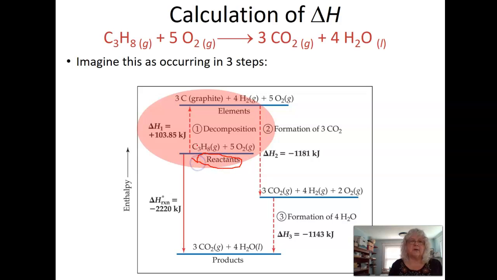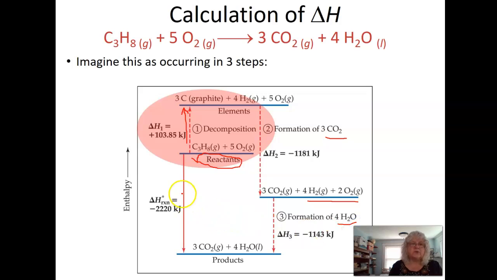So let's pretend that we start with our reactants, and then we turn them essentially into the elements that they came from. So I take C3H8 and oxygen and I break it apart into carbon and hydrogen and oxygen. That's going to require a certain amount of energy. That's my decomposition. And then I take my elements and I form my products. So I form the CO2s. And then I take my hydrogens and my oxygens that are left over and I form my 4 waters.